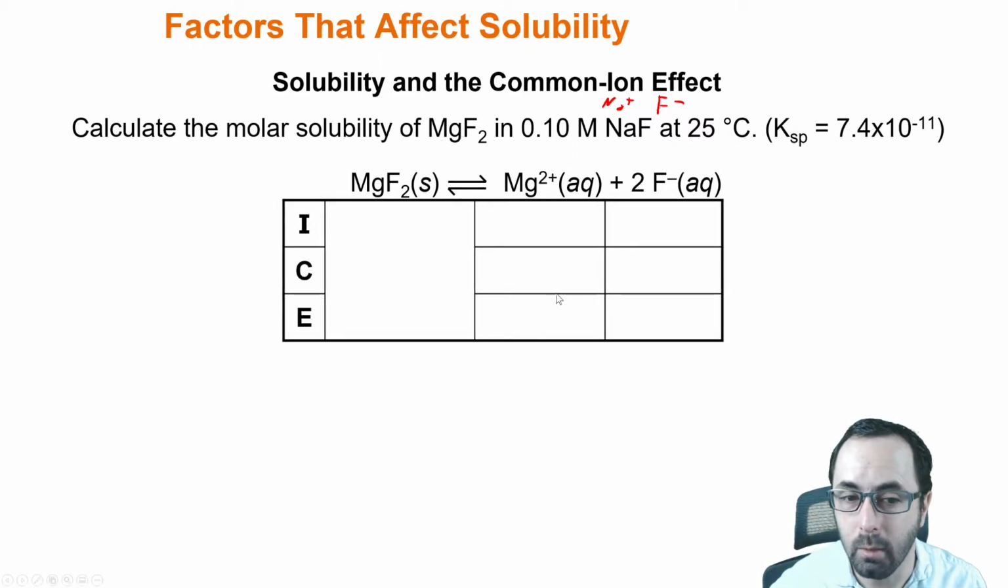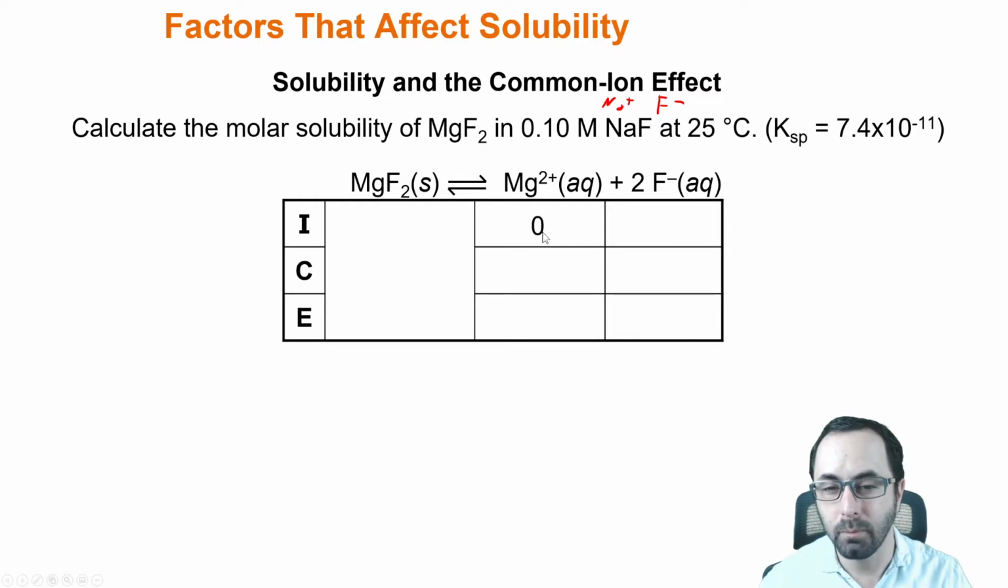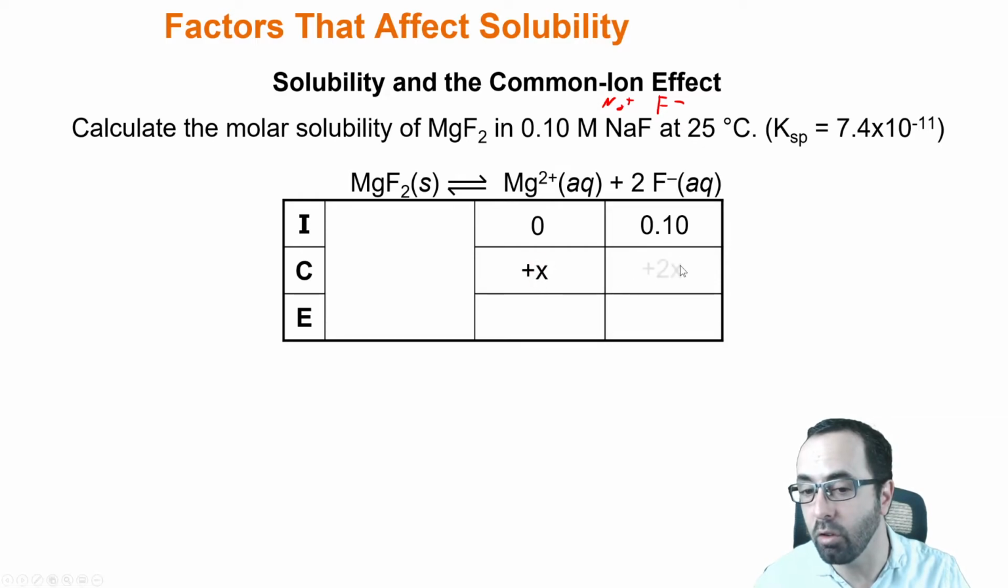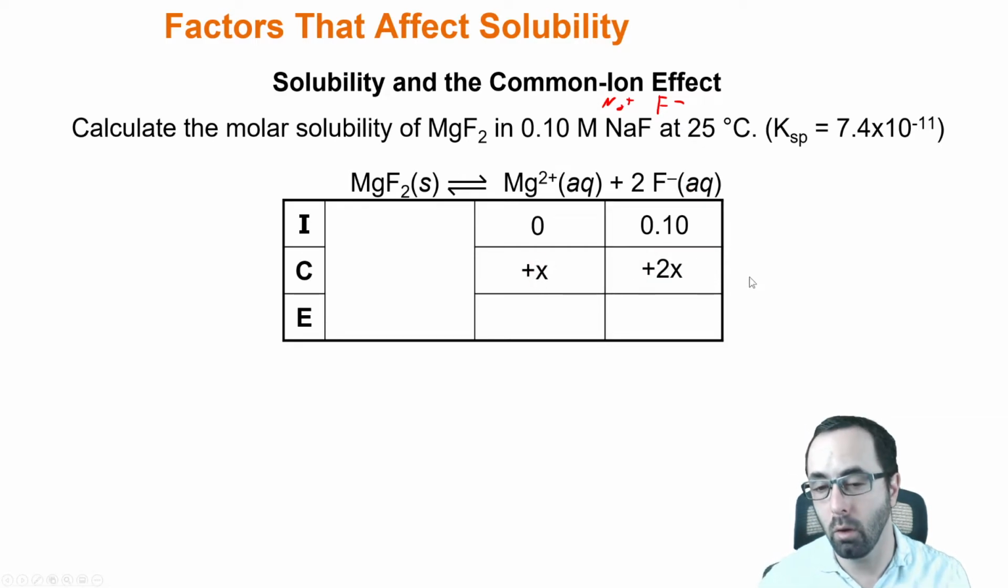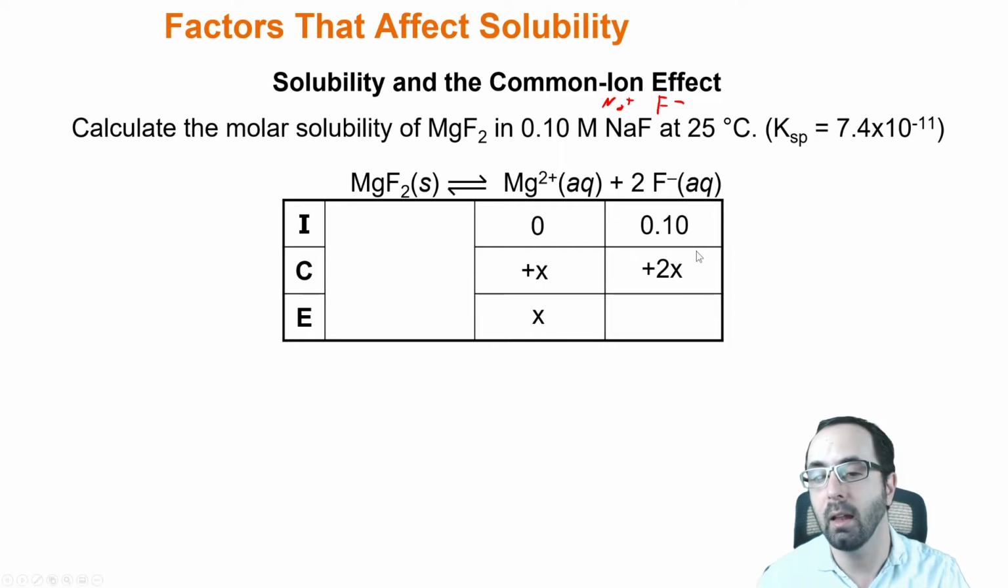So we make an ice table. And for magnesium here, we have 0 amount, but we don't have 0 for fluoride. Our concentration of fluoride is 0.1 molar. Okay. So again, we're going to have plus x here, and we're going to have plus 2x for fluoride. And so for the magnesium concentration, we have 0 plus x, which is x. And at equilibrium, the fluoride concentration is 0.1 plus 2x.